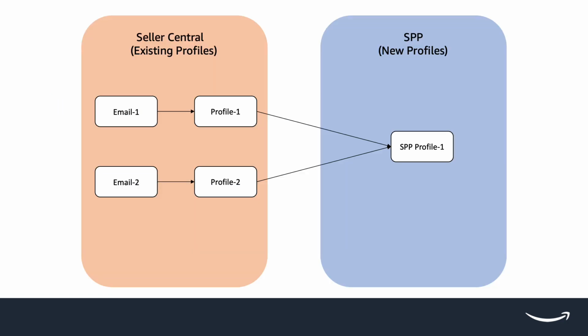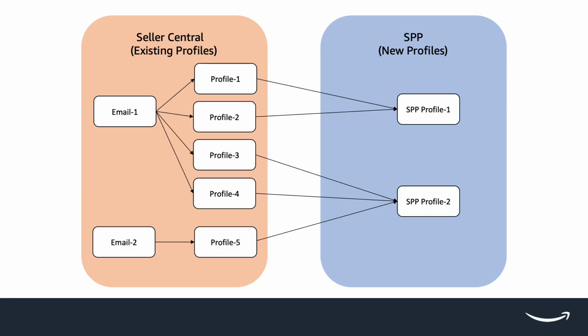This diagram shows how the SPP unification works. If you have 2 or more developer profiles linked to different emails, the unification allows you to unify them in a single SPP profile, choosing which will be the admin email.